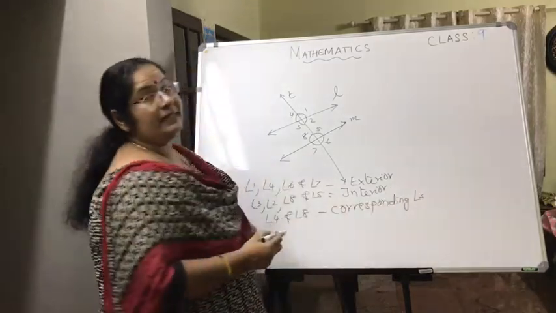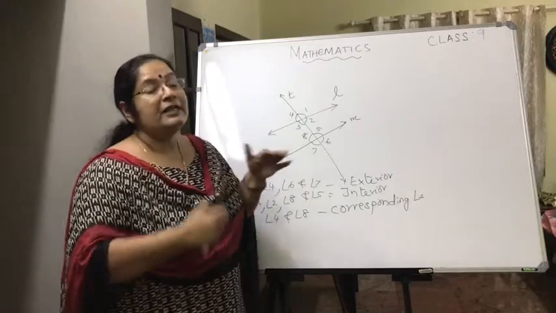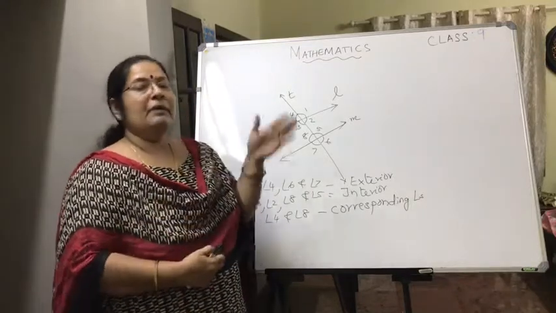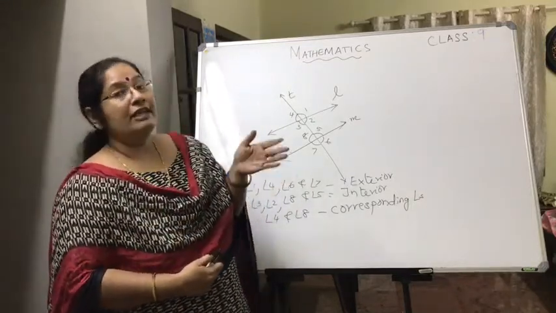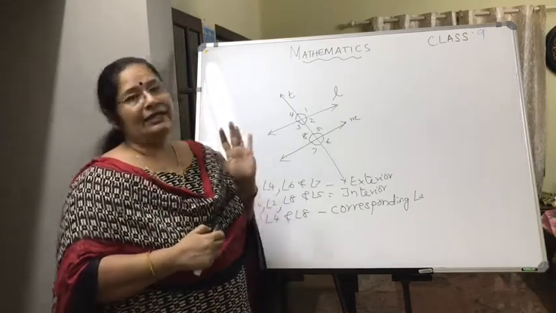Why do you call them corresponding angles? Because there is a one-to-one correspondence between the two angles. Both of them are placed on the same side of the transversal. Both of them are placed above the lines under consideration.